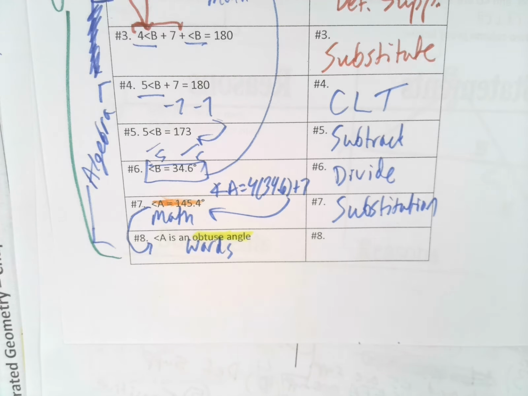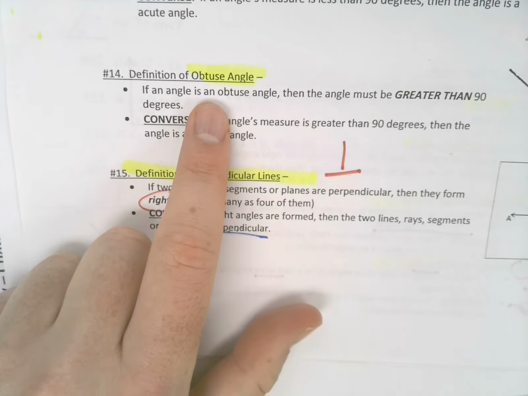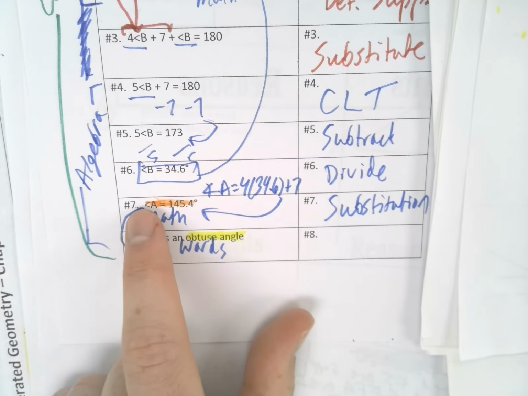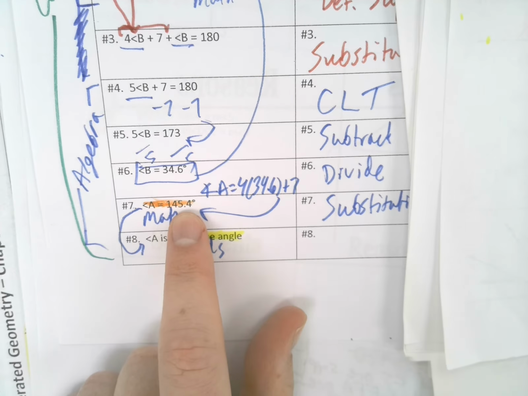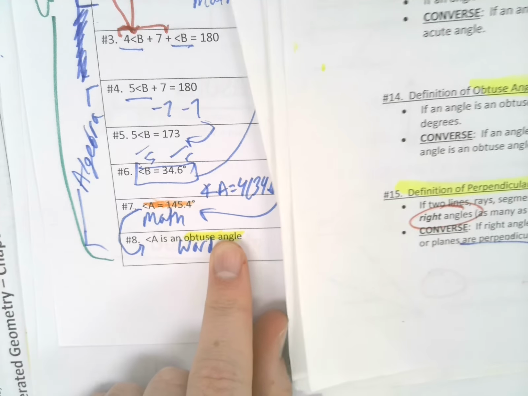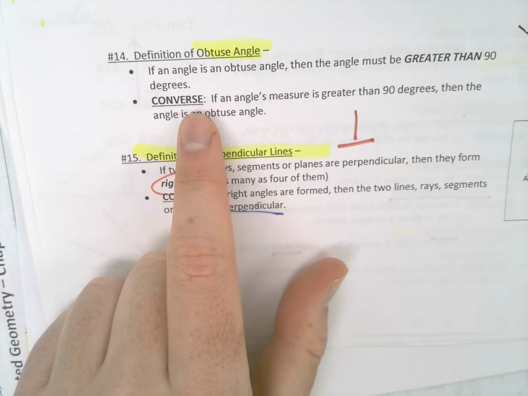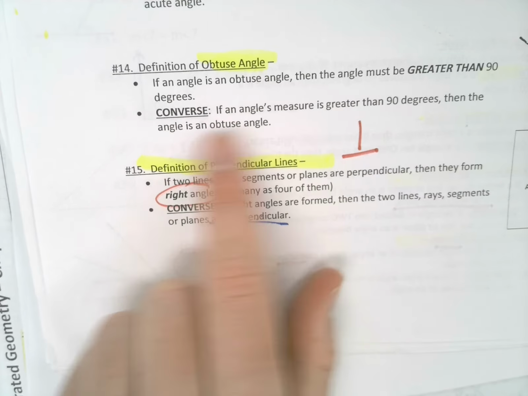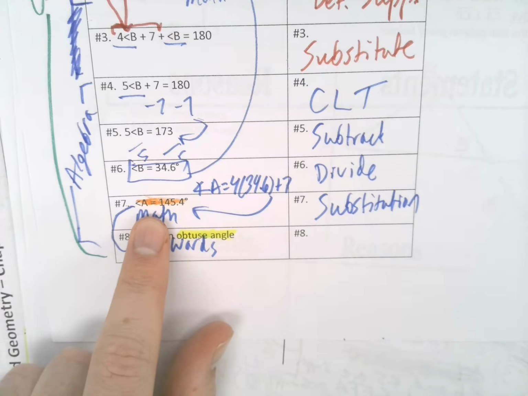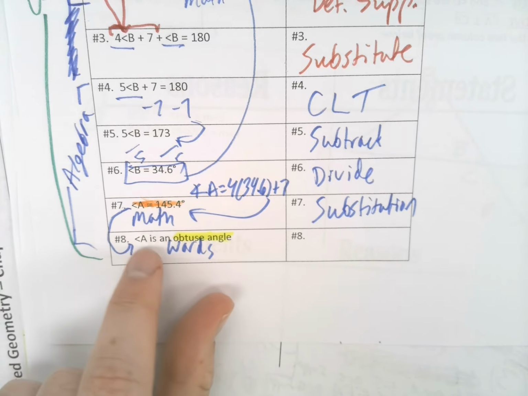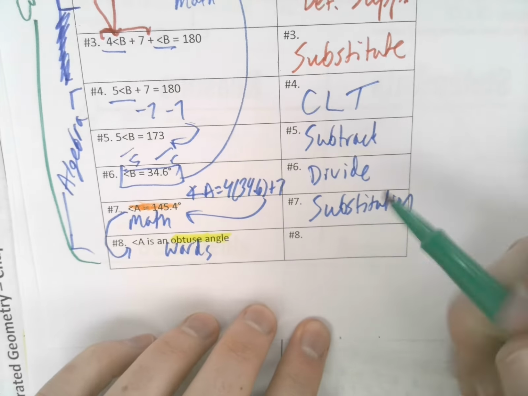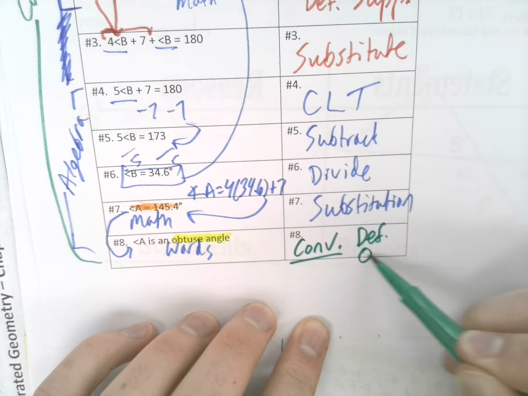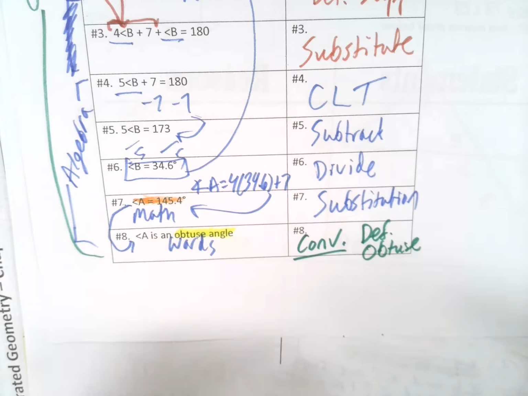So the definition of an obtuse angle is if an angle is obtuse, then that angle must be greater than 90 degrees. Wait a minute. We proved that it was greater than 90 degrees first, and then stated it was an obtuse angle. That's not right. Ooh, but what about the converse? If an angle's measure is greater than 90 degrees, if math comes first, then that angle is an obtuse angle. That's what we have here. If the angle is bigger than 90, then it's an obtuse angle. So this isn't the definition of obtuse. This is the converse of the definition of obtuse angles.